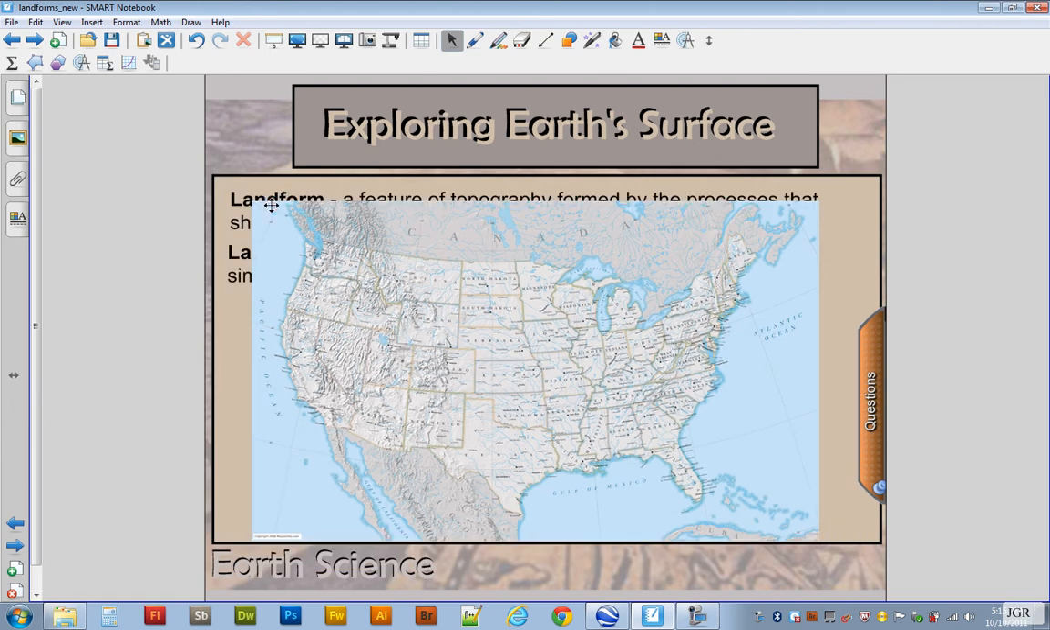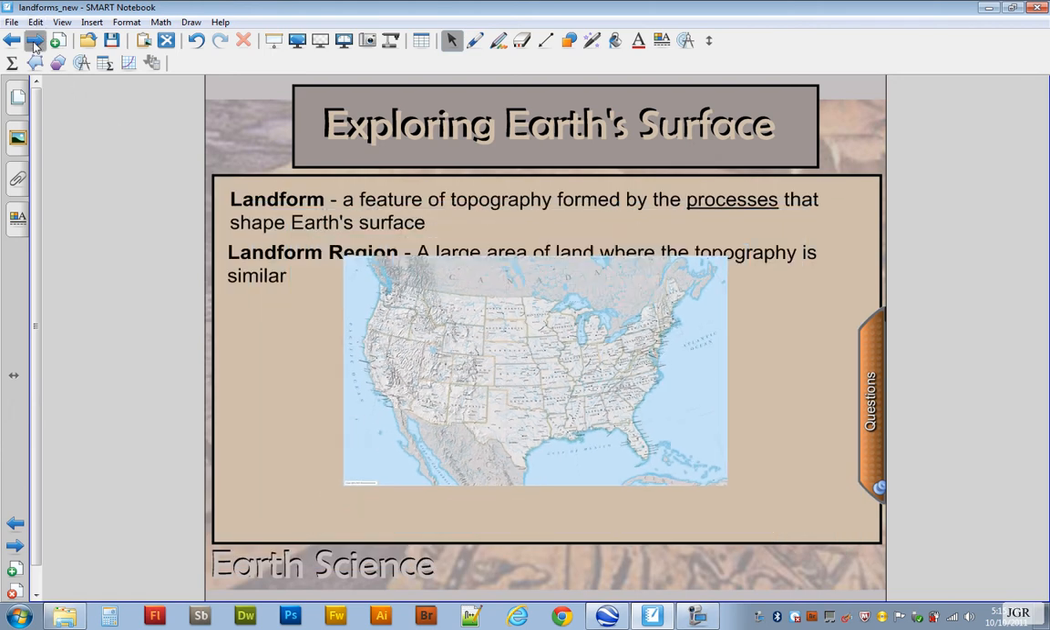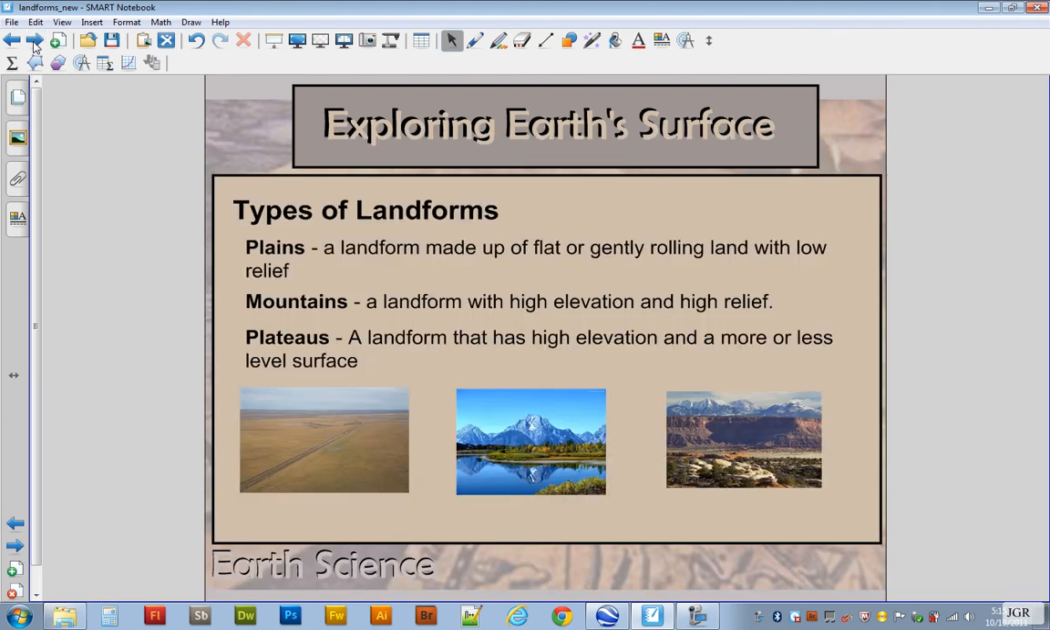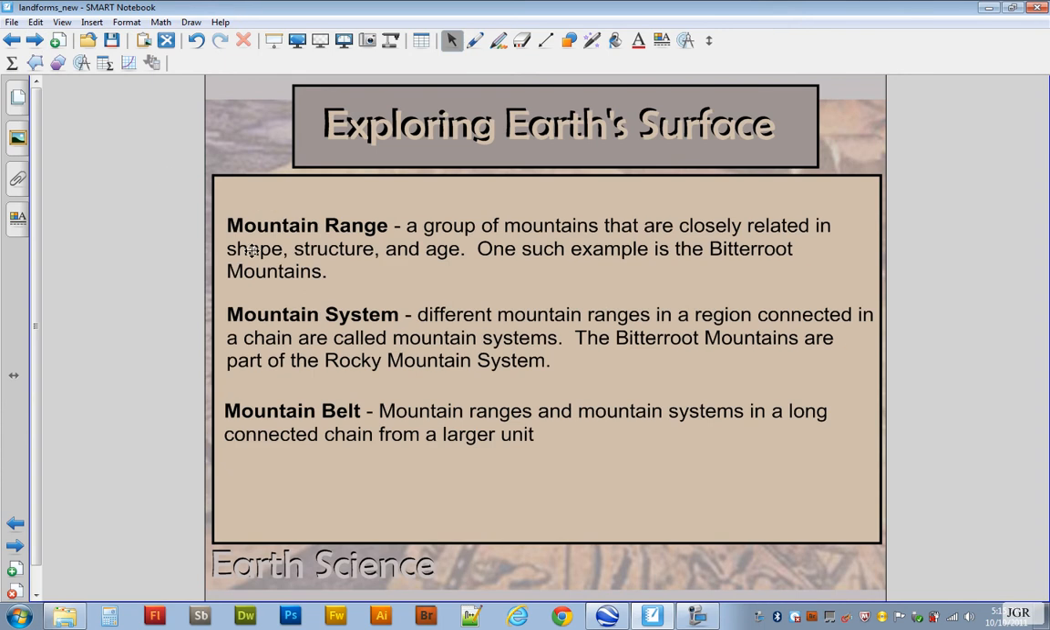And that's the landform regions. The last thing I want to talk to you guys about is mountain ranges, mountain systems, and mountain belts. And for this, we're going to use Google Earth to aid me in the explanation of this.